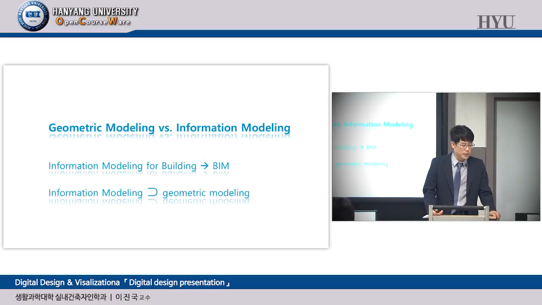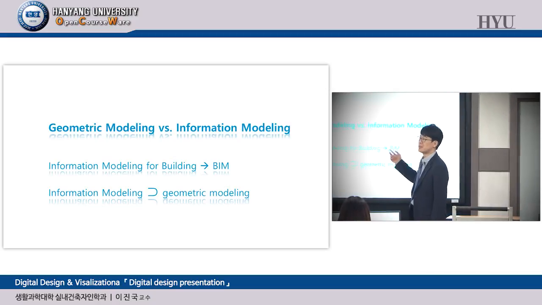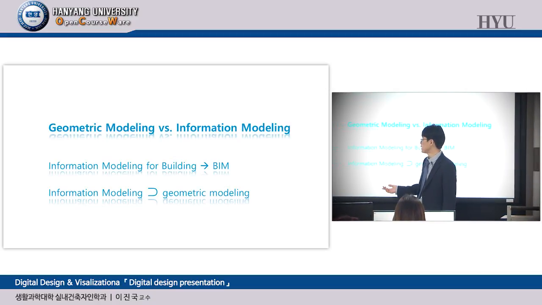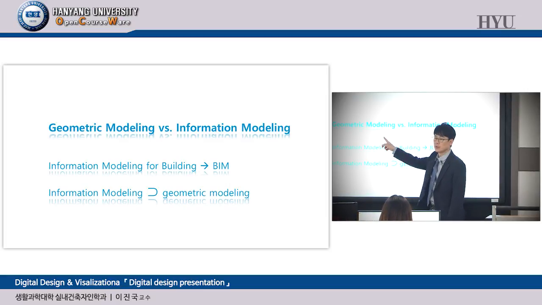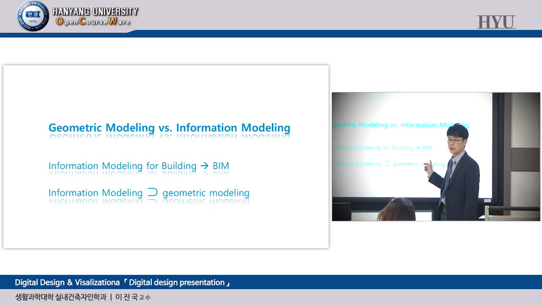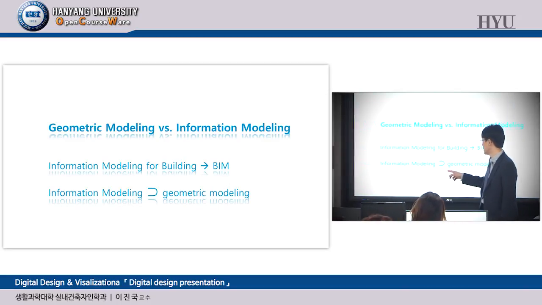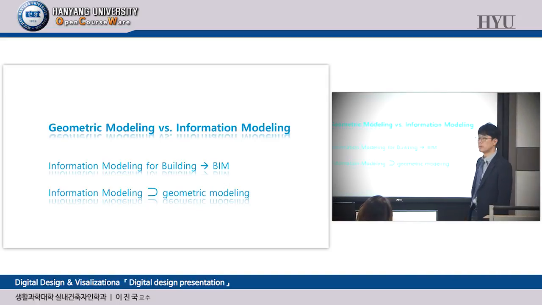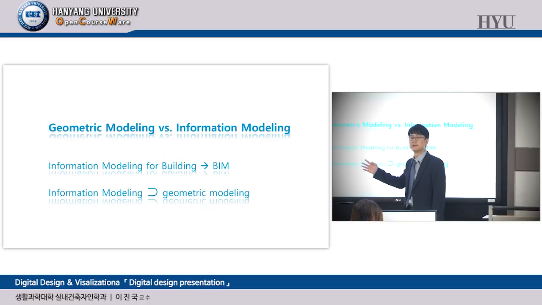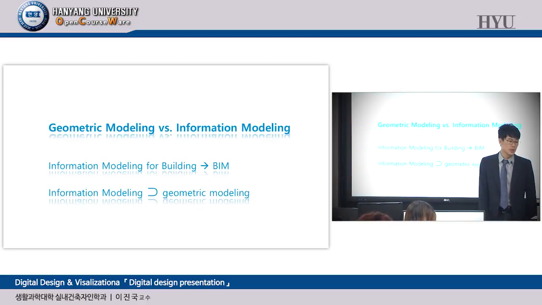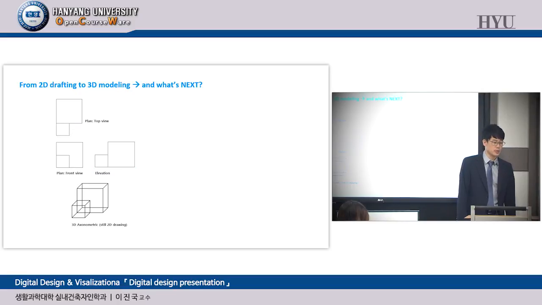Geometric modeling versus information modeling. Information modeling is the most advanced direction we are now exploring. Anyway, information modeling for building, simply say we are calling it BIM, because information modeling plus building, that's building information modeling, okay? Information modeling contains anything of geometric modeling. In other words, geometry is one part of information, okay? So let's take a look at this one.